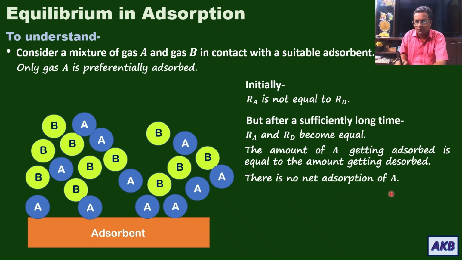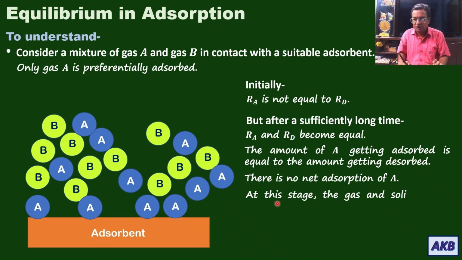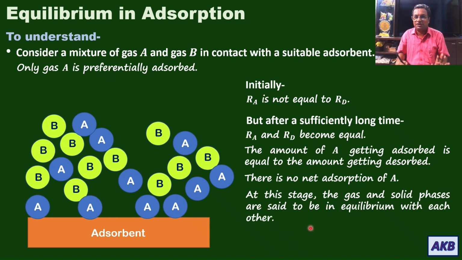Since this comes into the picture after a sufficiently long time, there is no net adsorption of A on the surface of the adsorbent. Even though A is moving to the surface, since an equal amount of A is getting dissolved, there is no net transfer of A from the gas phase to the solid phase. That's why I'm saying there is no net adsorption of A. At this stage, we can say that the gas and solid phases are said to be in equilibrium with each other.